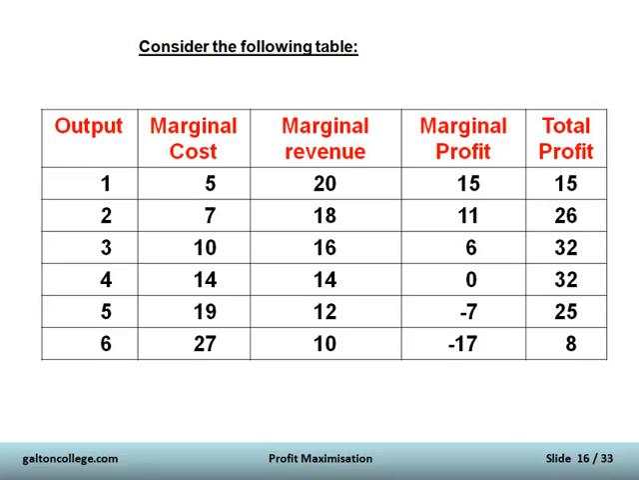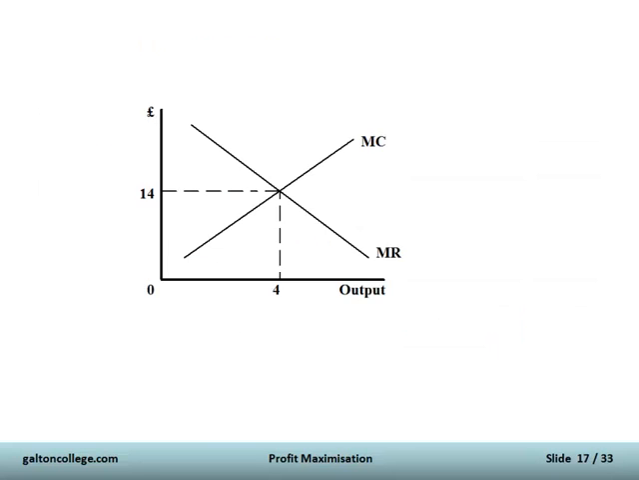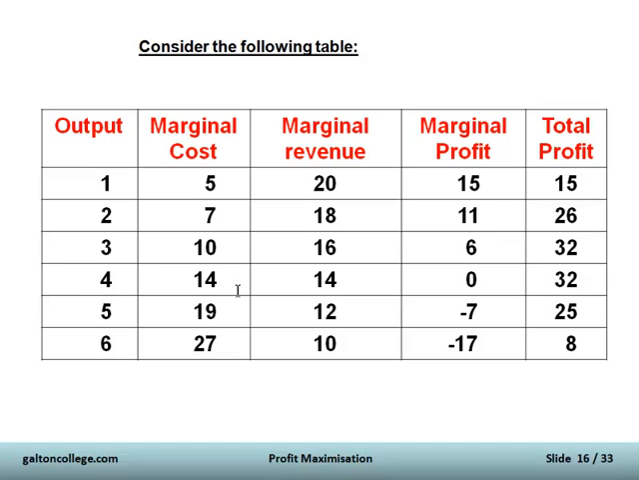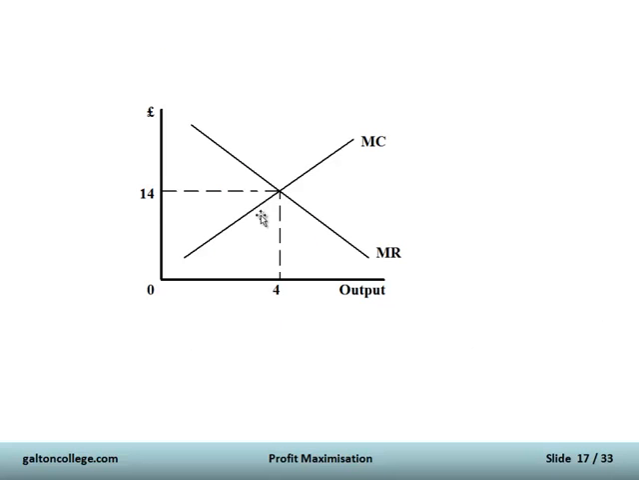It's the same sort of logic. If we draw that on a diagram, it would look like that. We've got 14 and 4. So the marginal cost and marginal revenue is 14, at 4 units of output.